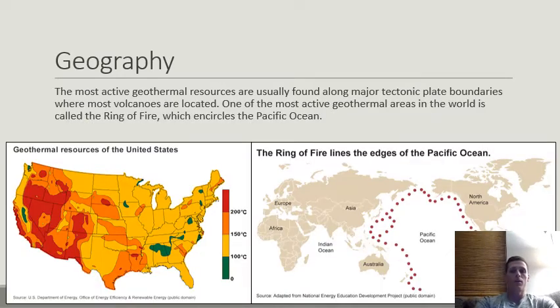So, the geography. Most active geothermal resources are found along major tectonic plate boundaries, where most volcanoes are located. One of the most active geothermal areas in the world is the Ring of Fire, which encircles the Pacific Ocean, which can be seen in the image on the bottom right. On the bottom left, you can see the geothermal resources of the United States. Well, I shouldn't say density map, but more of a temperature map of the energy produced, and it's largely centralized in the western part of the United States.